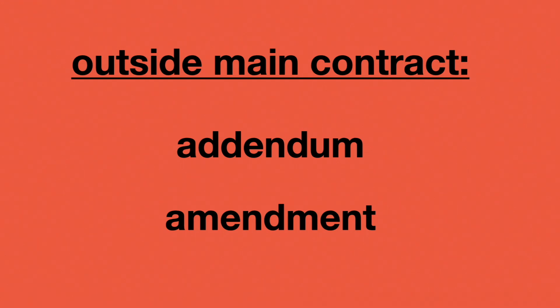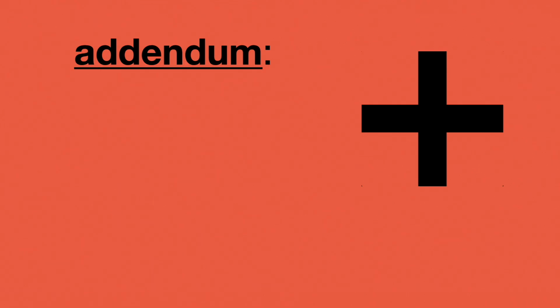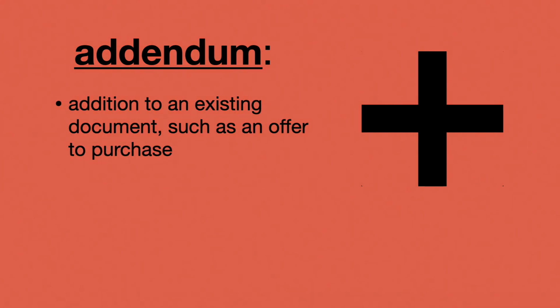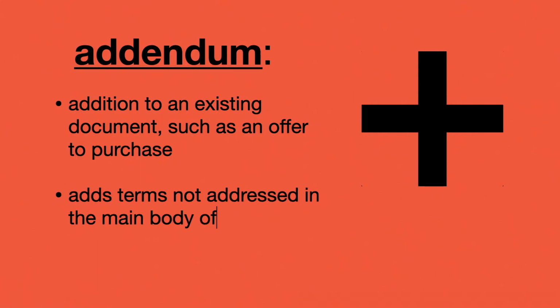When parties agree to other terms that are outside a main contract, these terms are included in an amendment or an addendum. All these documents together form the complete agreement between the parties. An addendum is an addition to an existing document, such as an offer to purchase. It adds terms not addressed in the main body of the contract's form.